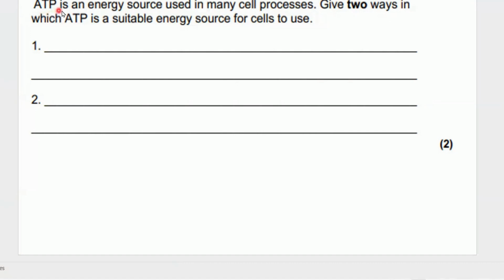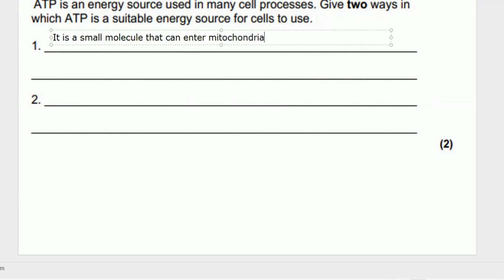Okay, moving on. ATP is an energy source used in many cell processes. Think photosynthesis, respiration, those kind of things. Give 2 ways in which ATP is a suitable energy source for cells to use. So why is ATP a good source of energy? Well, it's a small molecule and it can move through the membrane of a mitochondria. So that's important because, of course, we produce lots of ATP inside the mitochondria.